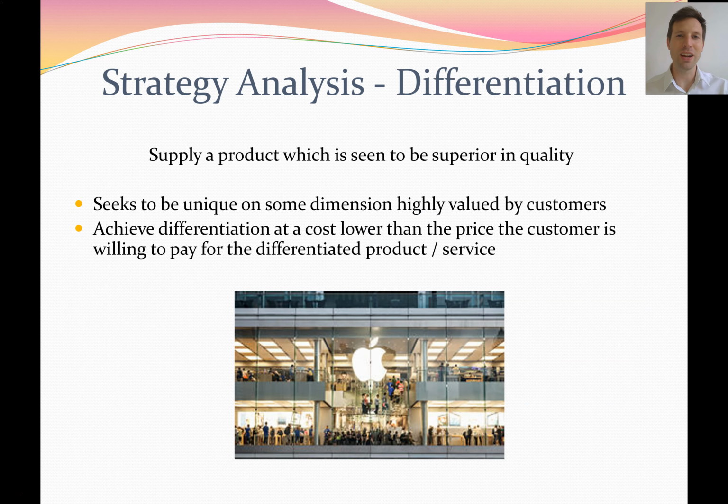The alternative strategy is to be a differentiator. So in this case, you're going to be supplying a product which is seen to be superior in quality. So your products need to be seen to be unique and they need to be higher quality. Here I've got an image of the Apple store. Apple are considered to be a differentiated product. People perceive their quality to be much higher than Windows-based computers or Android-based phones. They charge a higher price, but we hopefully get higher quality products for that higher price.